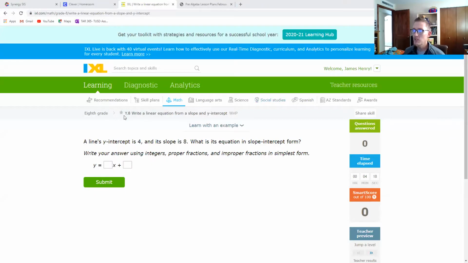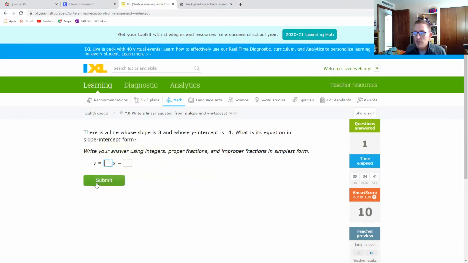All right. Let's go ahead and take a peek at the IXL section so you know what it is that we're going to be doing, and then you guys can go ahead and get to work. So this is going to be section Y8. A line's y-intercept is 4, and its slope is 8. What is the equation in slope-intercept form? Well, remember, the number touching x is always the slope, so I'm going to put the 8 right there. And the y-intercept is the number at the end, so I'm simply going to put the 4 in there.